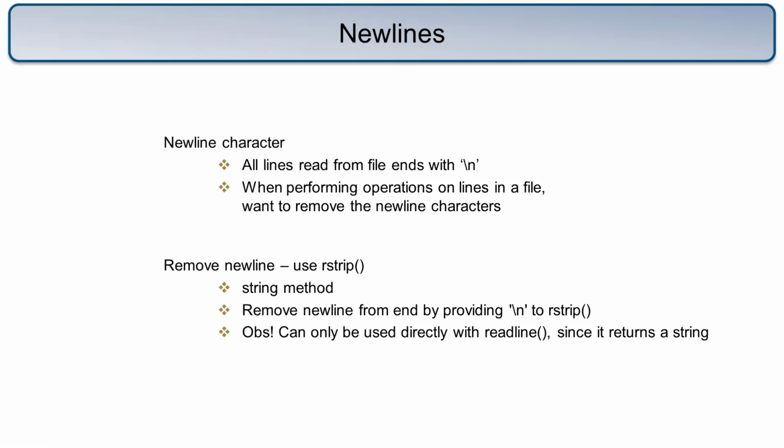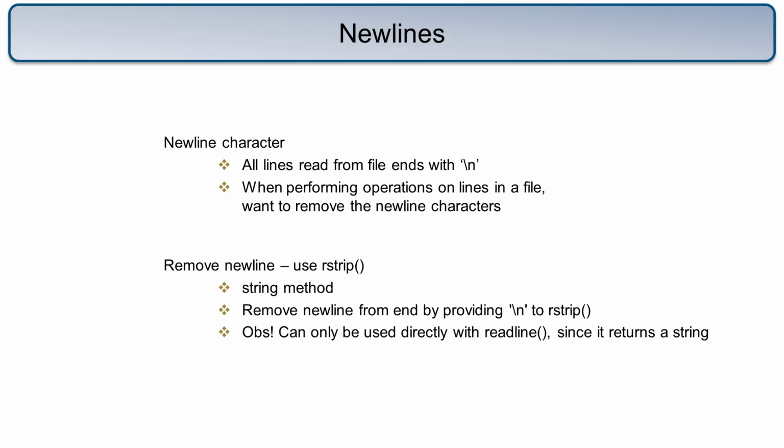Another important thing to remember is that when reading lines from a file, the lines will end with a newline character, that is, \n. And when performing operations on the read lines, we want to first remove the newline character. This can be done using the rstrip method, which is a string method.